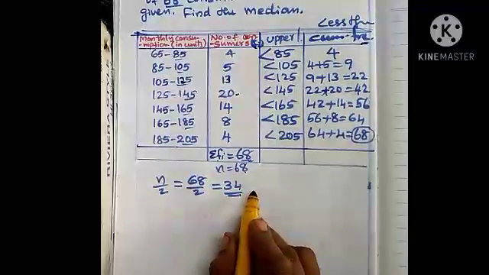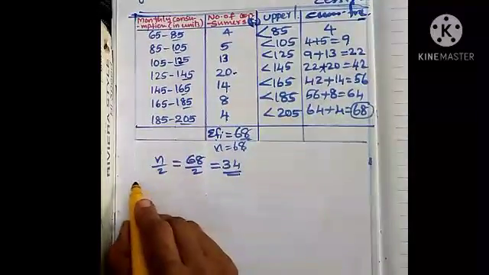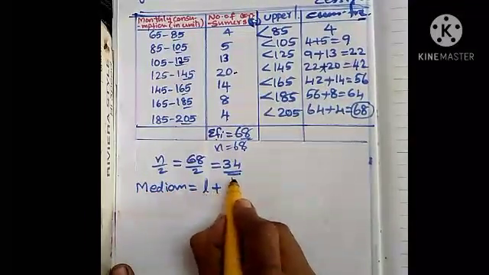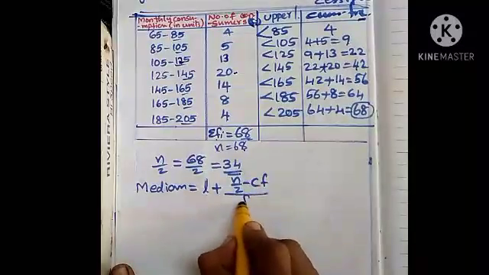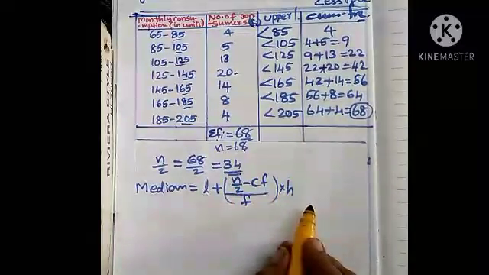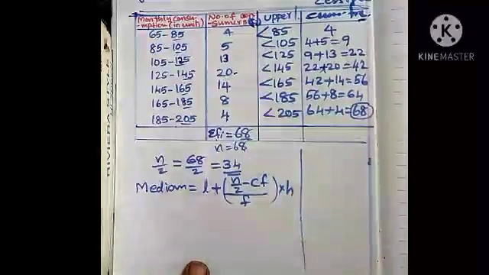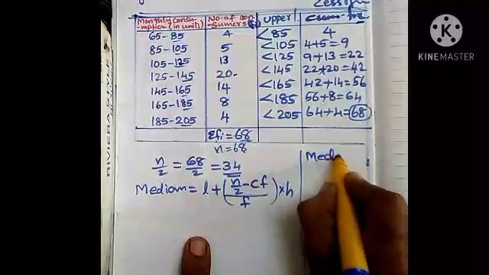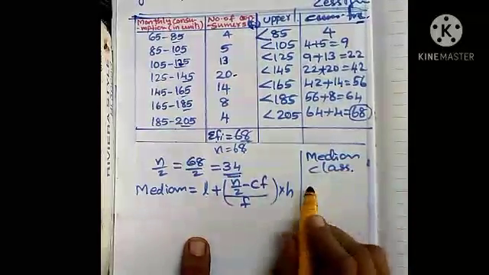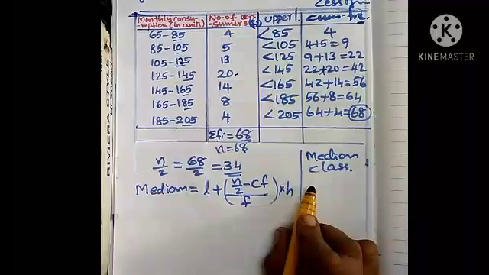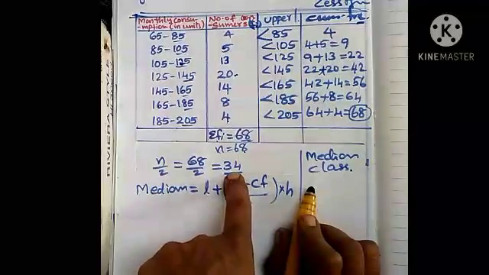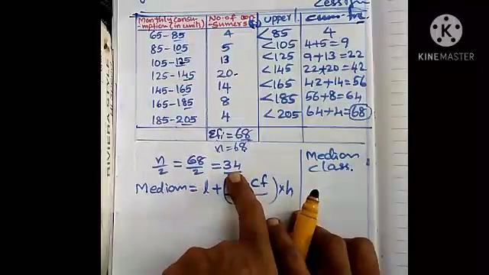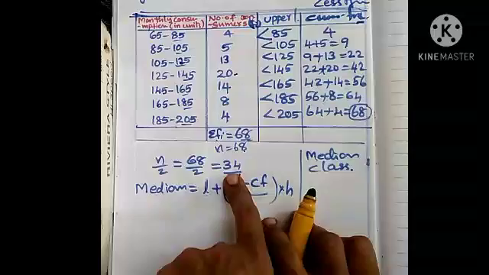Now we can write the formula. What is the formula for finding median? Median equals L plus n by 2 minus CF by F into H. You need to learn this formula by heart. And we need to select the median class. How can we select the median class? That is the class in which the cumulative frequency is just more than n by 2. Which is n by 2? 34.